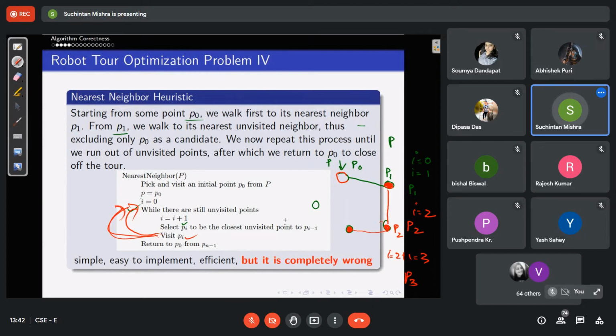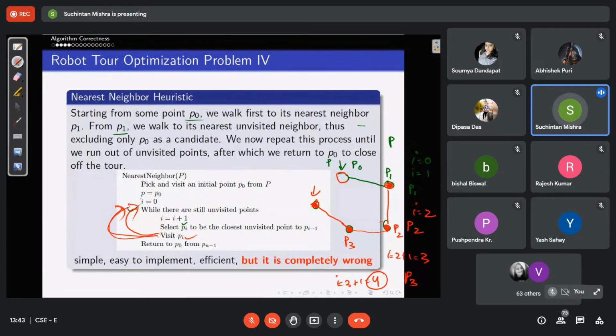When it goes up, do we have an unvisited point? Yes, we have one unvisited point. Now I is equal to 3 plus 1, which is equal to 4. So now we have to find P4. P4 should be found from this P3. So yes, this should be connected like this, and mark this as visited.